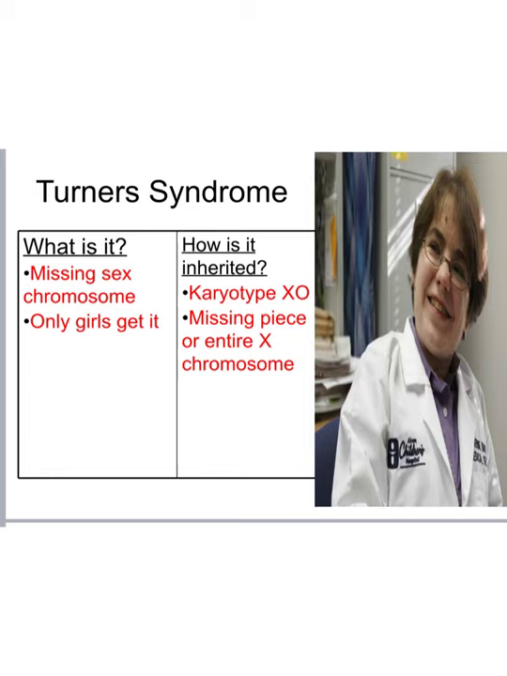It can be varied, though. They can miss maybe just a piece of the X. Maybe they have a little portion. Maybe they have most of it. Maybe some of it, just the tip of it's missing. Or they can miss the entire thing. So there is a range. So Turner syndrome is a sex chromosome problem, where a girl is missing a part of or the entire X chromosome.